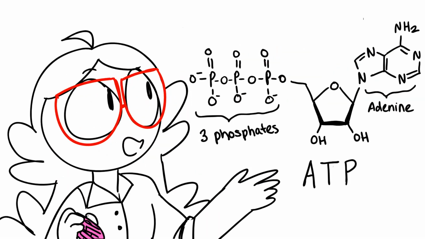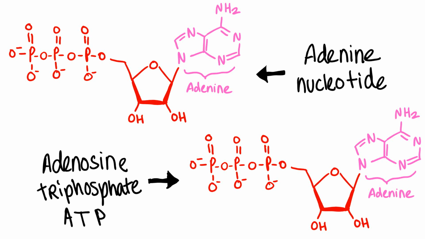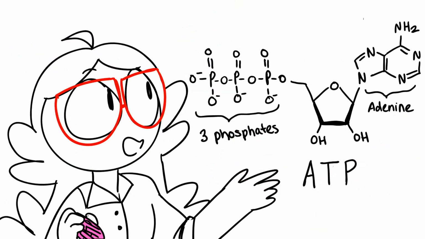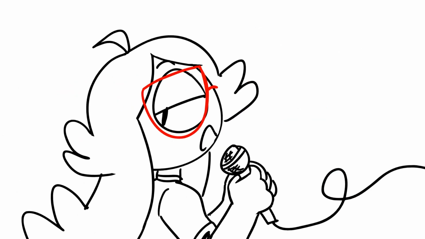ATP stands for adenosine triphosphate. There was another A that I mentioned earlier. Adenine. Yeah, it's the same A. Except it's technically the RNA one, but for DNA we just scribble that out and deoxy it. Adenine, adenosine, triphosphate. You must be wondering if there's a GTP, a CTP, TTP, UTP? And the answer is yes!